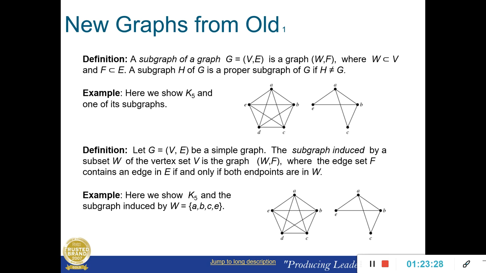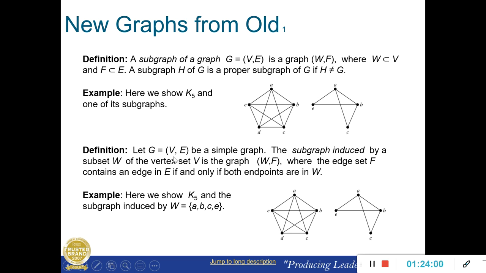Here you have a new graph from an old one. A subgraph of a graph G = (V, E) is a graph (W, F) where W is a subset of V and F is a subset of E. A subgraph H of G is a proper subgraph of G if H is not equal to G. So you can see here we show K5 and one of its subgraphs. This is K5 and this is one of the subgraphs. A subgraph is like you can put graph number 2 into graph number 1.